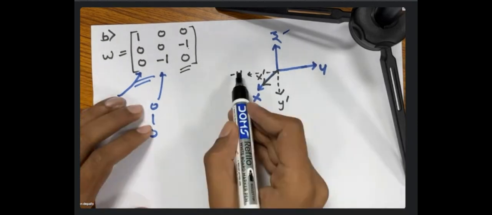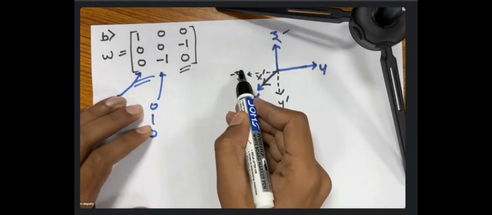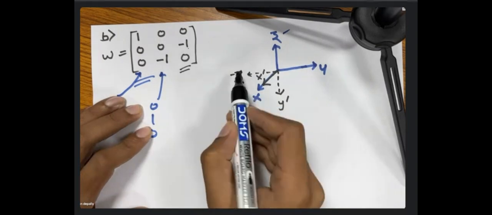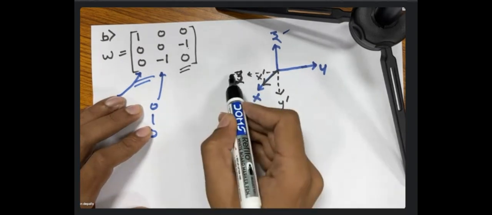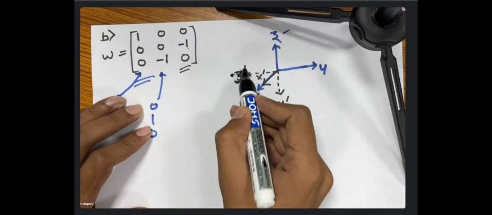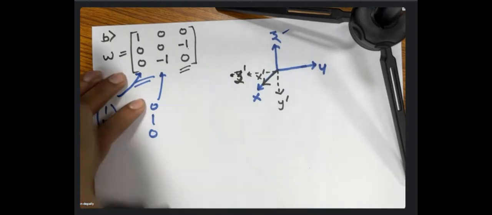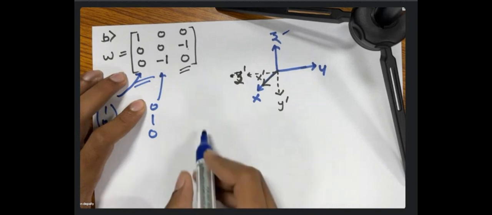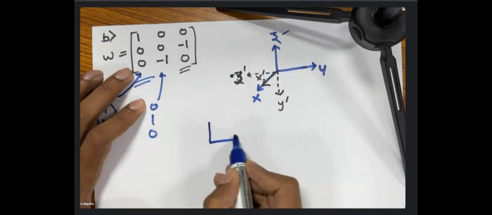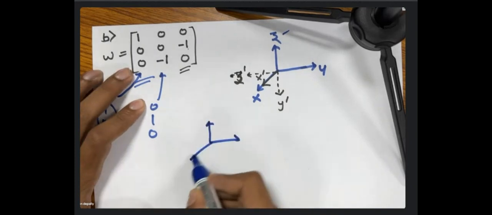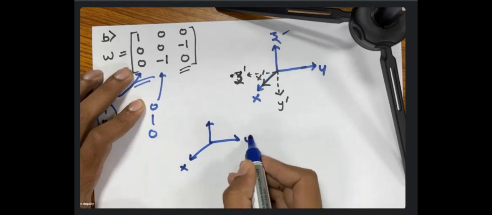Sorry, not Y. It will be Z. Instead of writing minus, I will write dash. Now we need to think how we can change our axis, by what operation it can be done. X, Y, and Z.